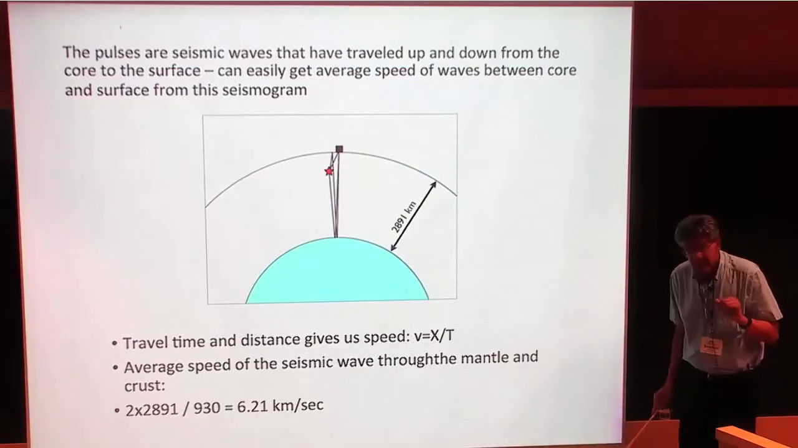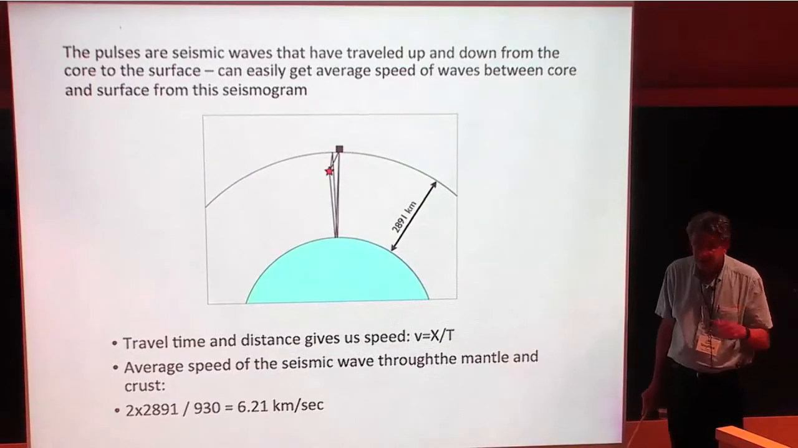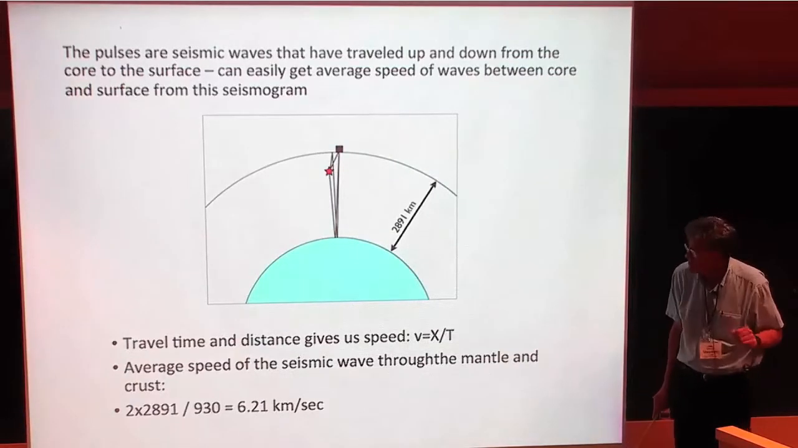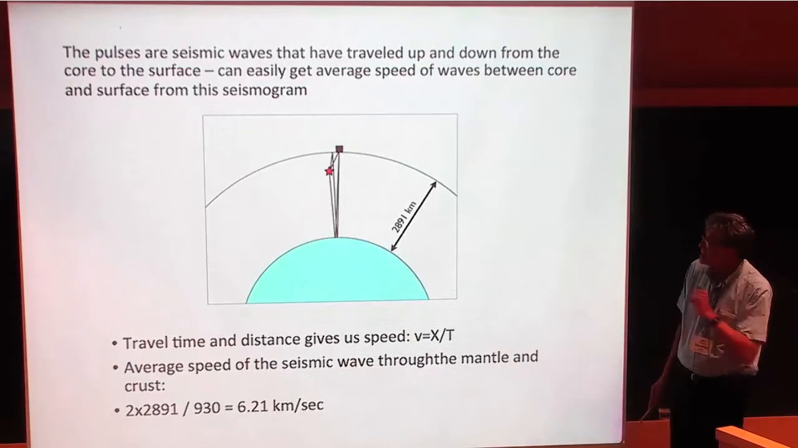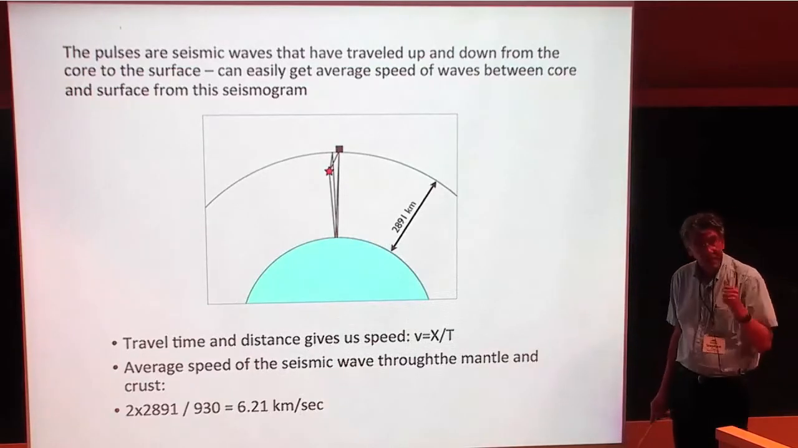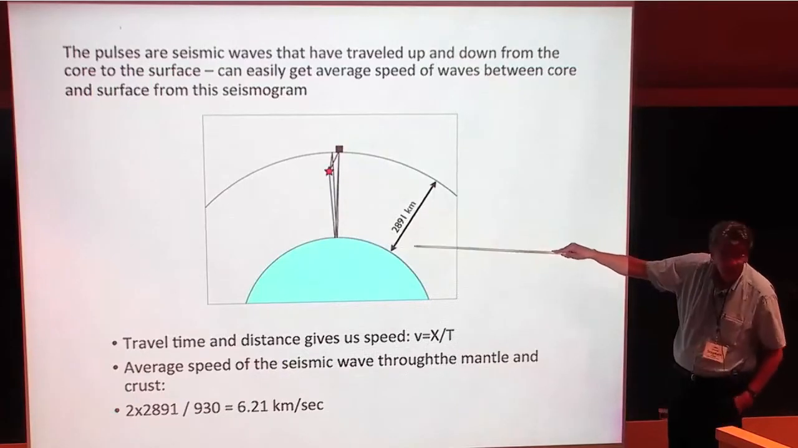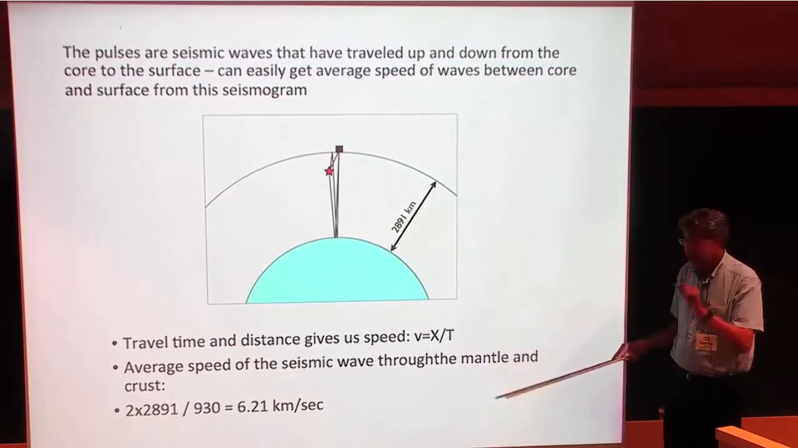A lot of seismology is basically about speeds, and you've already heard in a lot of talks about wave speeds here and there, ultra low velocity zone, etc. This is a nice little experiment you could do just looking at that recording. If you know how deep the core is, 2,891 kilometers, you could just look at the pulse.